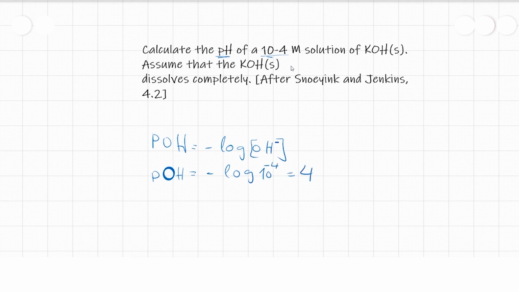I need the pH, not the pOH. This means we know that the pOH plus pH is equal to 14. So the pH is equal to 14 minus the pOH, which is equal to 4. This will give me that the pH of my solution is equal to 10.